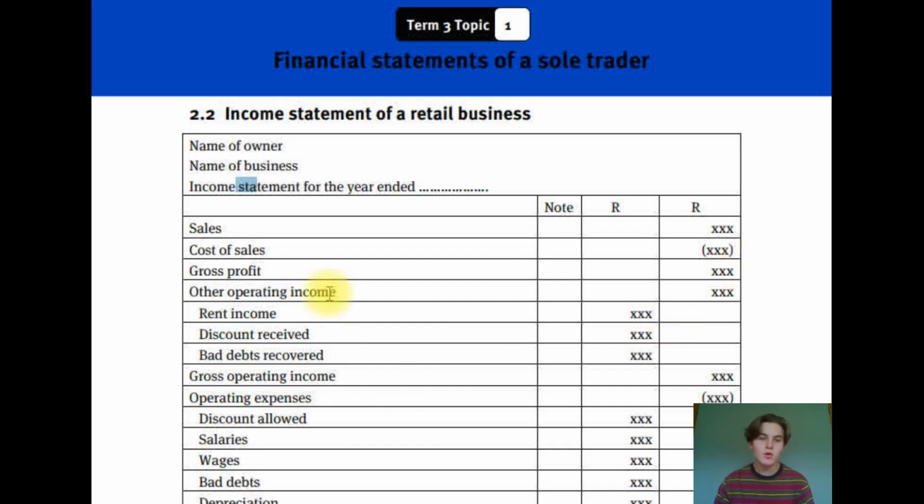The next account that will be totaled up is your other operating income. This basically totals up all income that is separate to your sales income, such as rent income or commission income, and you'll just total all these amounts and you'll get your other operating income amount for the year. You will want to use this amount to calculate your gross operating income for the year. To get your gross operating income for the year, you'll take your gross profit amount and you'll add your other operating income amount to get your gross operating income amount.